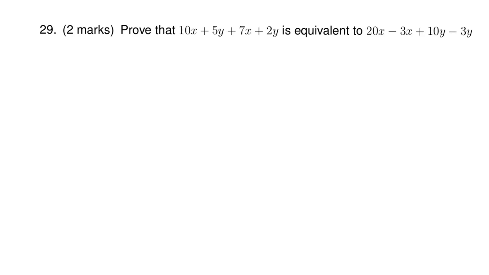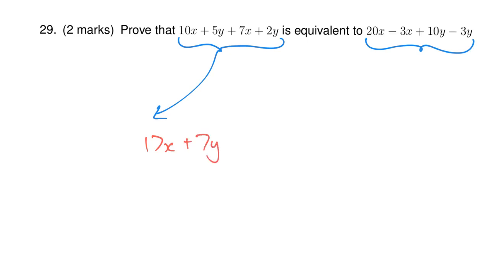All right, this is a proof question. I want to prove these two things are equivalent. The best way I can do this is first of all to tidy up all my like terms, and there are a few. So let's go through and do that. If I do this side first and tidy it all up, I've got 10x's, x's, and y's. So let's tidy up the like terms. 10x plus 7x gives me 17x. And my y's, 5y plus 2y gives me 7y. That's this side.